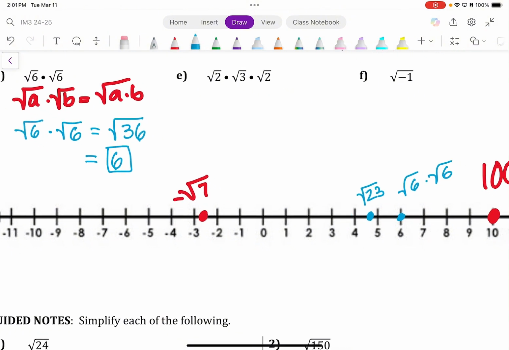Okay. What I would like for you guys to try now is to complete E on your own. And it shouldn't take you any longer than 30 seconds.